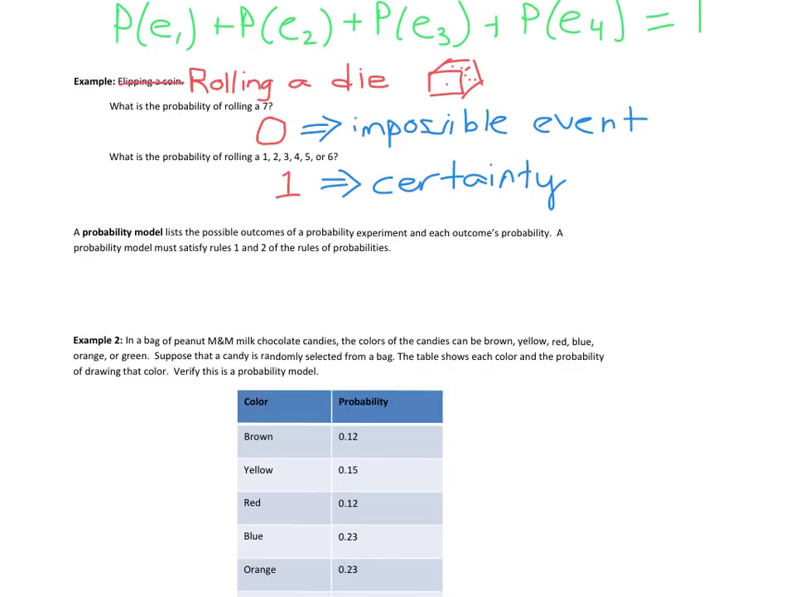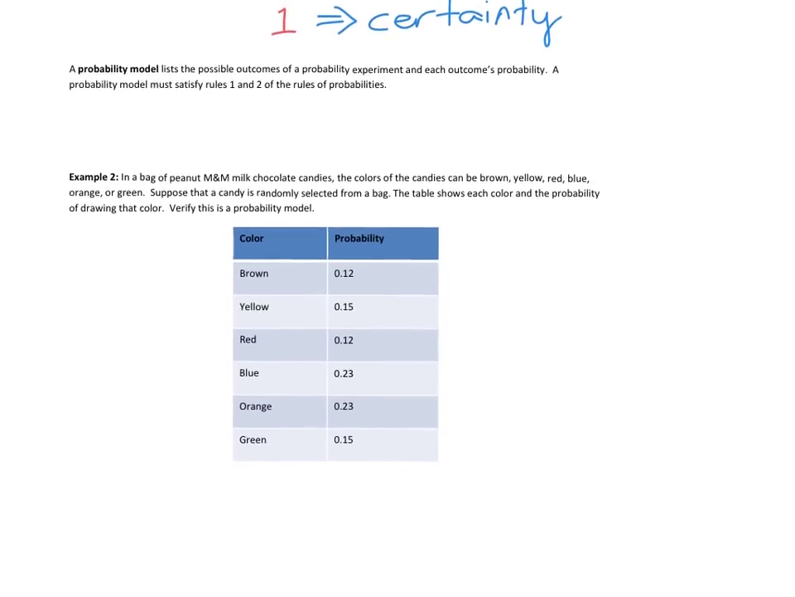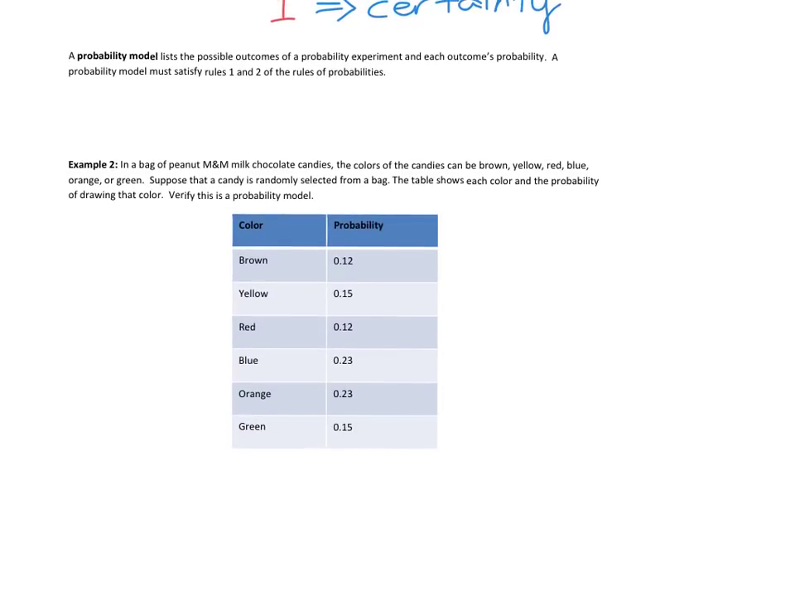All right, so let's continue on. We're going to go over a probability model next. So a probability model lists the possible outcomes of a probability experiment and each outcome's probability. All right, so it's kind of like a relative frequency histogram, but instead of the relative frequency, it's the outcome's probability. A probability model must satisfy rules 1 and 2 of the rules of probability. So let's look at this example.